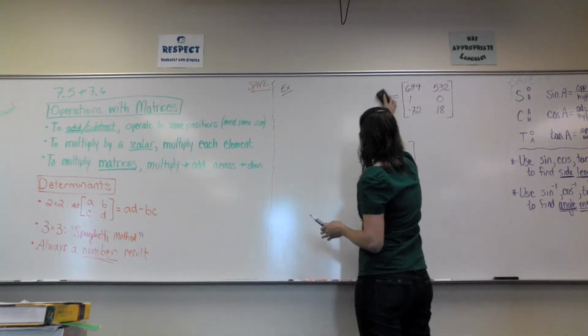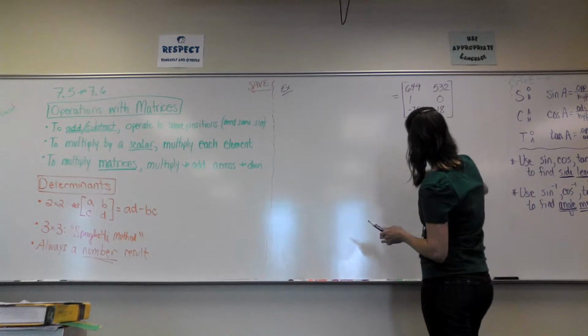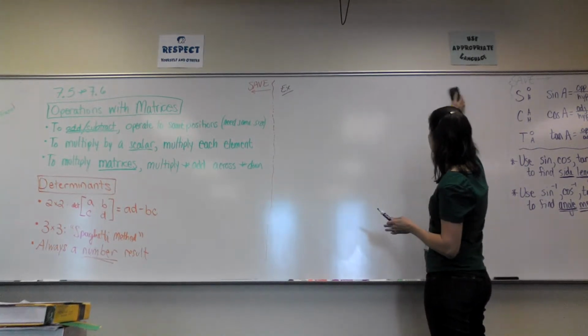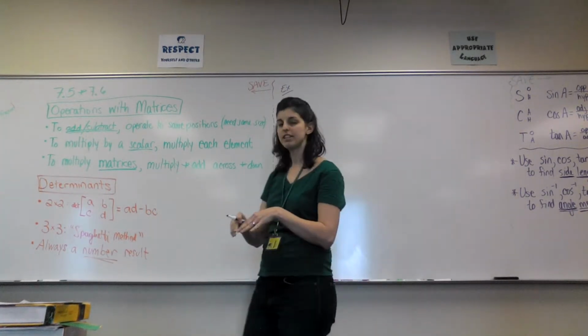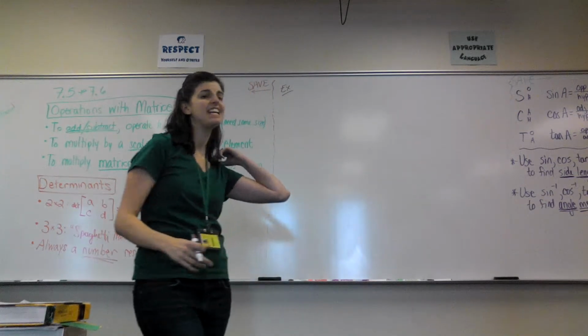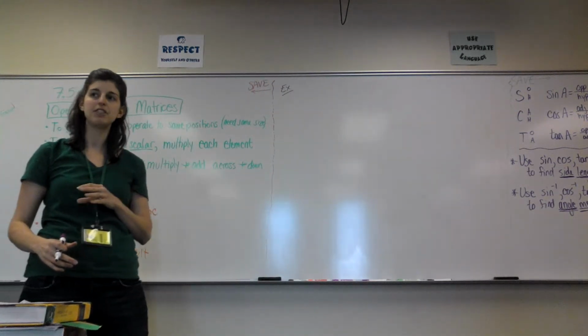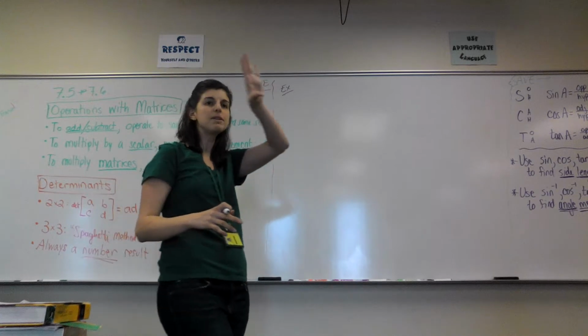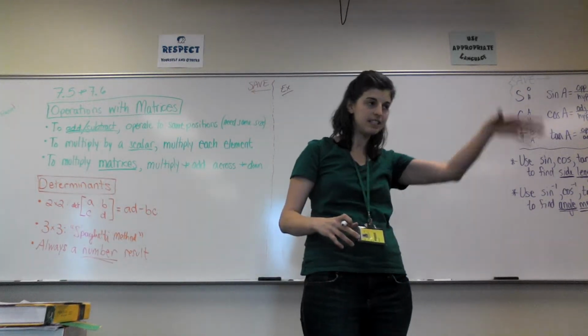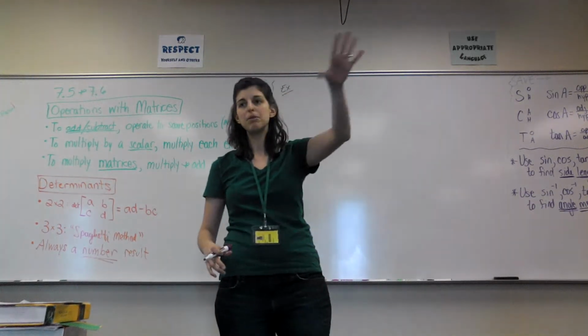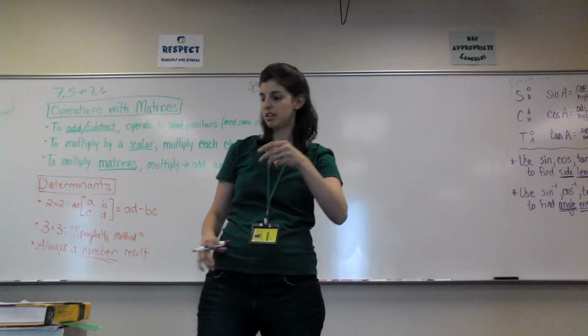So to multiply matrices, it is oftentimes not possible. I shouldn't say oftentimes, it has to be a very specific case to be possible to multiply matrices. You have to have the same number of elements across as you do down in the second one, because you're going to be multiplying in that fashion.